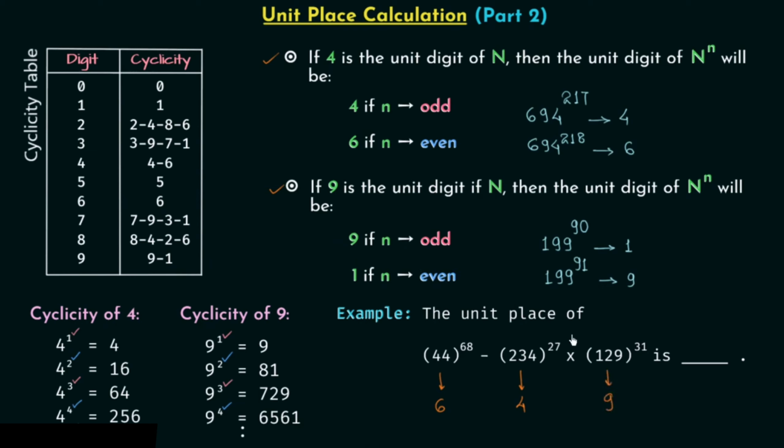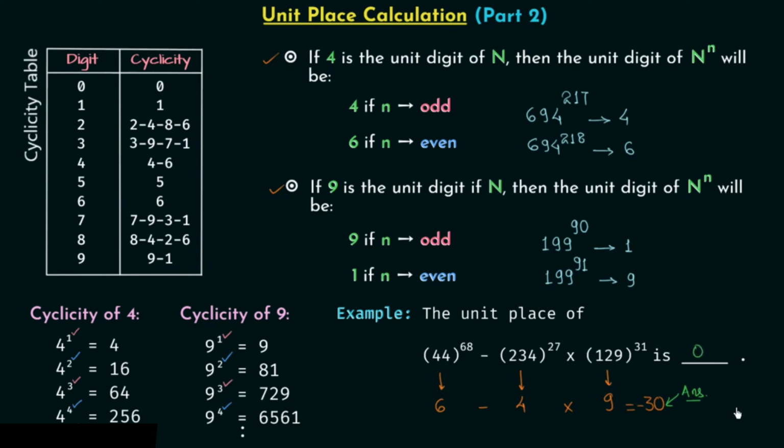After this, we will multiply 4 and 9, and then the result will be subtracted from 6. 4 multiplied by 9 will give us 36, and 6 minus 36 is equal to minus 30. So we will get minus 30 as the result, and this means we are going to have 0 at the unit place. So 0 is our answer.